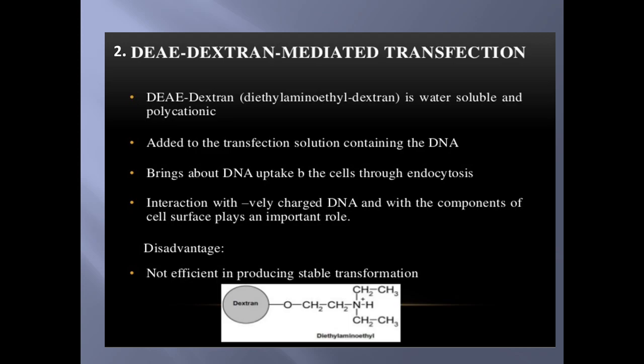And this is how the transformation is achieved with the help of the DEAE, and this method is called dextran mediated transfection. So this is the second method of gene transfer.